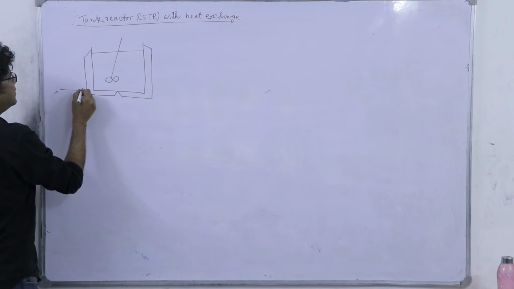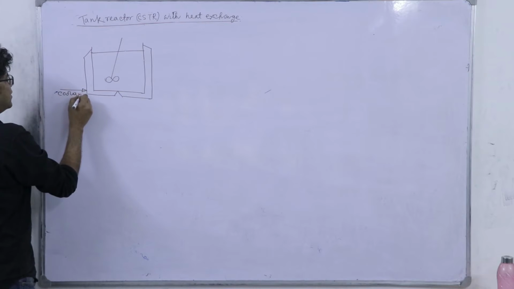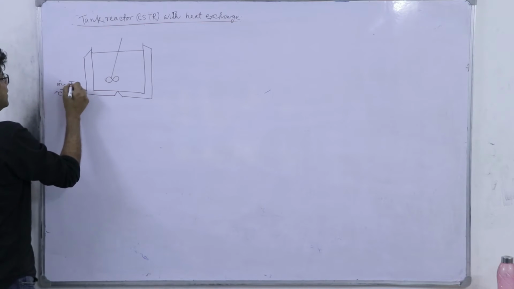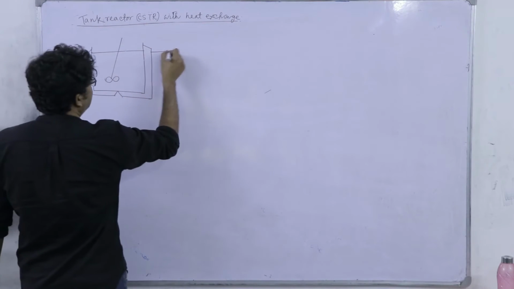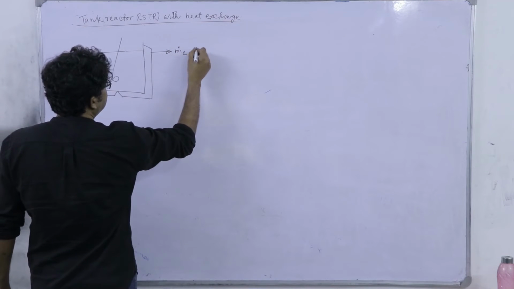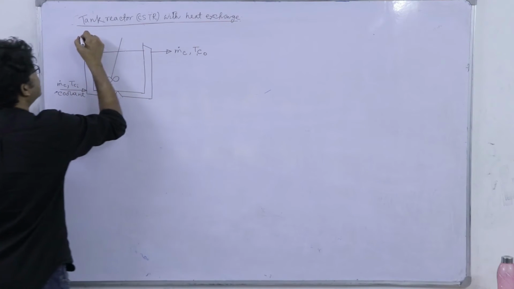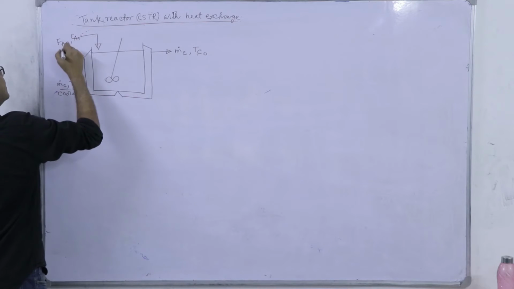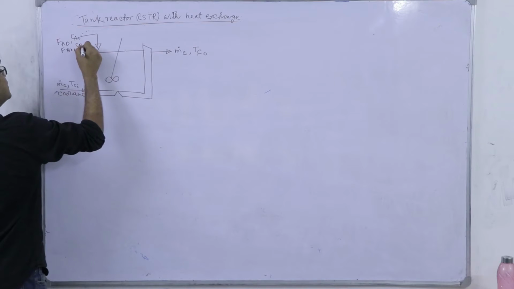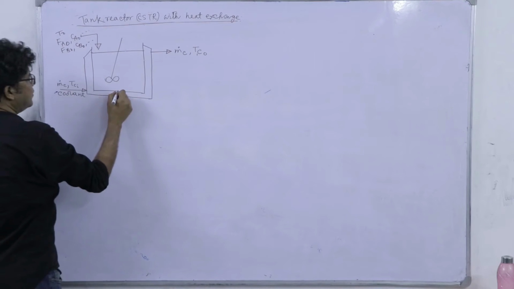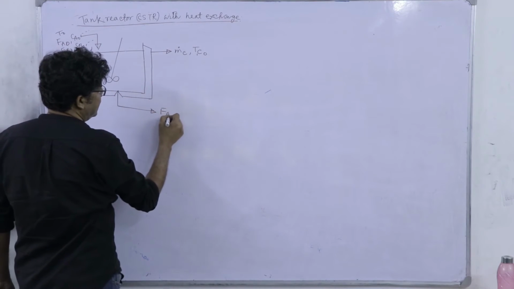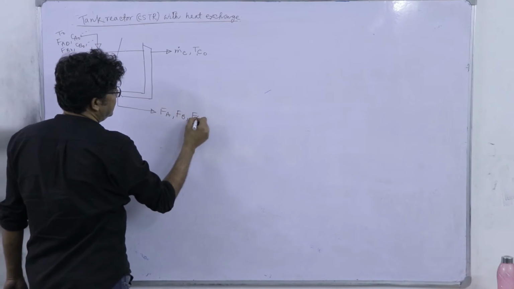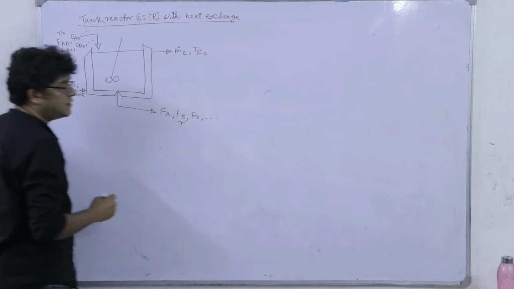So, here we are delivering coolant. Its flow rate is m dot c, its inlet temperature is Tci, and it's moving out with the same flow rate and its temperature will be Tco. Here we are giving the feed which is Fa0, Ca0, etc., Fb0, Cb0, and its temperature is T0, and we are withdrawing the product at molar flow rate Fa, Fb, Fc, etc., and its final temperature is T.